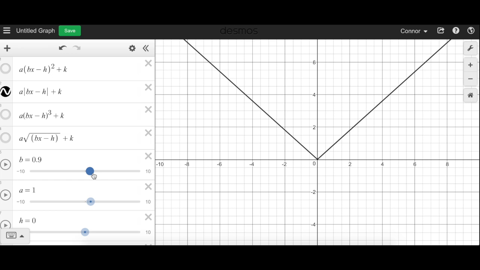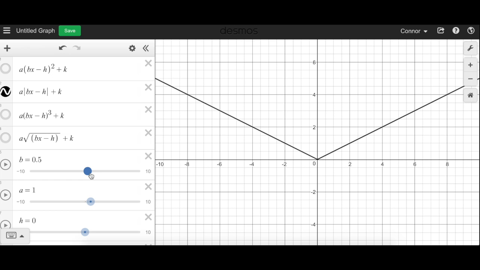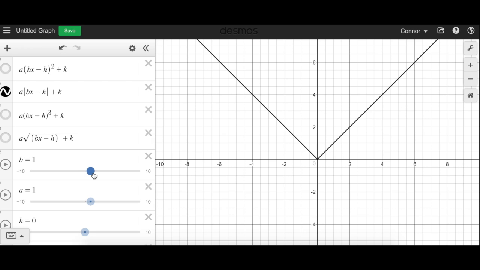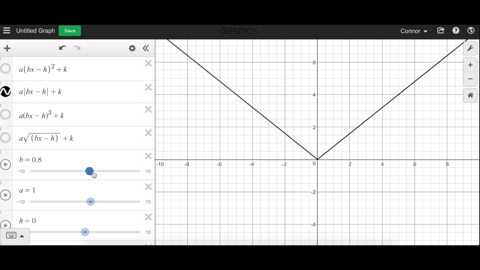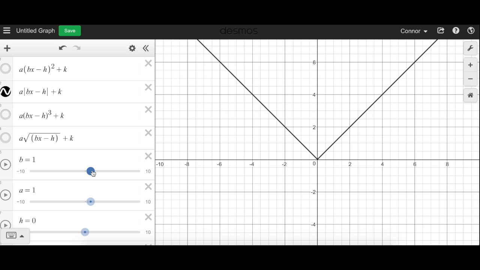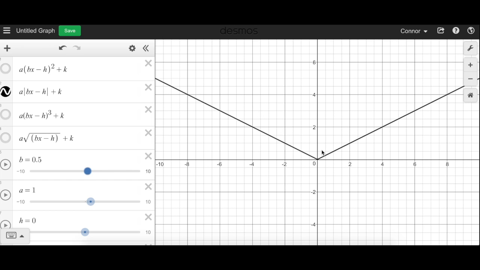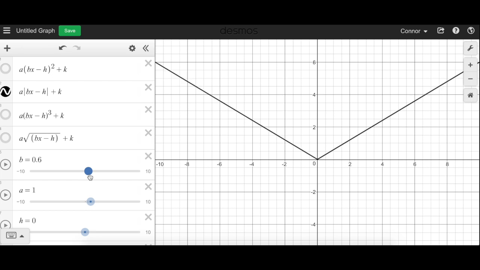Horizontal stretches and compressions, we'll start with the horizontal stretch. It will be the reverse, 0.5. So if the point is 2, 2, and I take the b value for horizontal stretches and compressions and make it half, which would be a stretch, instead of 2, 2 becoming 2, 4, it would actually become 4, 2. So the x value is being doubled here.